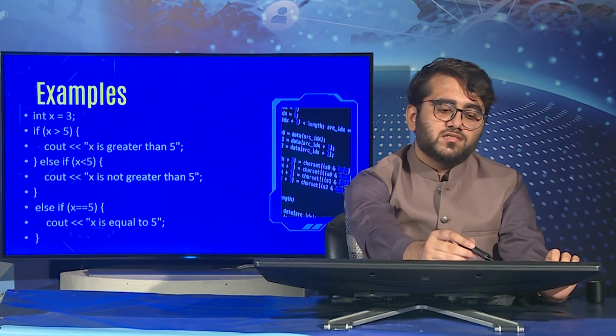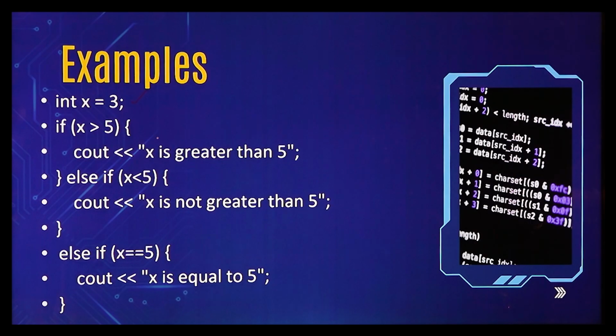So we have x equal to 3 and we are applying a number of checks on this. If x is greater than 5, then what would it say? Because x is not greater than 5, it would come to the next statement. It would check if x is less than 5. If x is less than 5, then it would print x is not greater than 5.